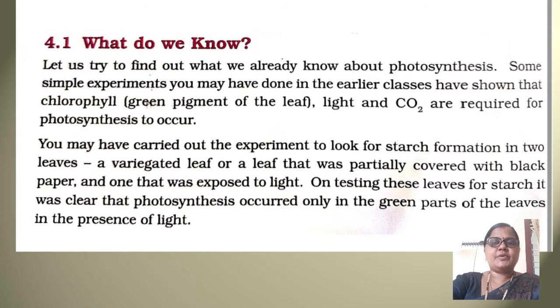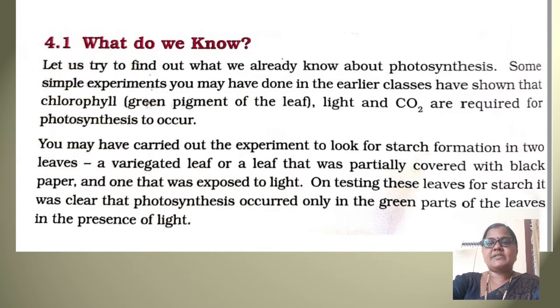Now I will tell you about the first topic, that is what do we know? What do we know about photosynthesis and how does photosynthesis occur? For photosynthesis to occur, what do we require? We require chlorophyll, light and carbon dioxide. We already know about chlorophyll. Where is this chlorophyll present? This chlorophyll is present in the green pigment of the leaf. So for photosynthesis, we require chlorophyll, light and carbon dioxide.